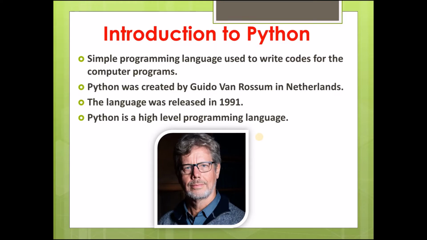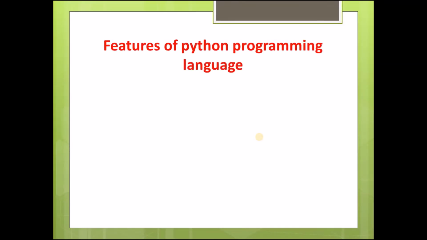We are very well aware about the different features of high level programming language. Like high level programming languages are not machine dependent. They work with the help of interpreter or compiler, the different translator programs. We have studied about these characteristics in your previous class, that is in your 6th standard. So let us come across some features of Python programming language.